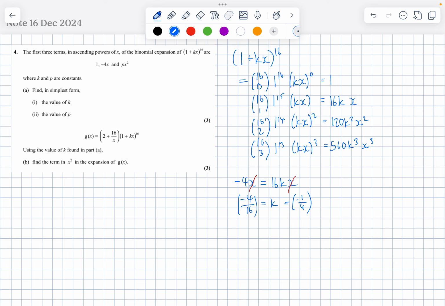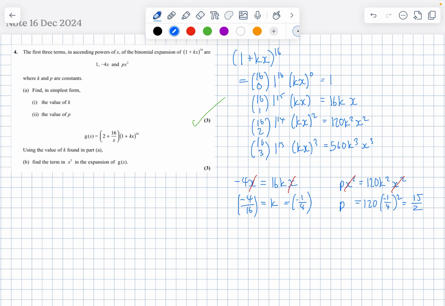And then for the third term, px squared is equal to 120k squared times x squared. Again, we'll divide through by x squared on both sides, which means that p is equal to 120k squared. Well, that means that p is equal to 120, and we found k, which is minus a quarter, squared. So that's equal to 15 over 2. So that's the first part of our question done.